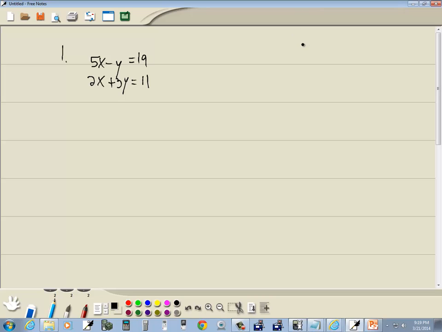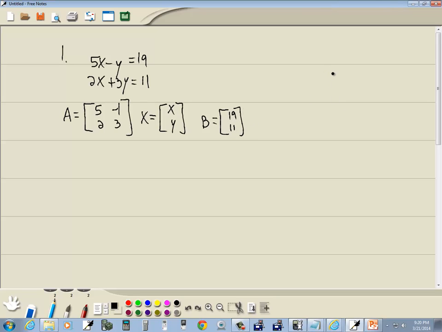Well, to begin with, we want to identify what these different matrices are. Now, A is just going to be our numbers off of the variables, our coefficients. So we've got 5, -1, 2, and 3. Now, your X matrix is going to be your variables. So that'd be X and Y. That's uppercase X for a matrix. Now, some books will put this as little b, some will put it as uppercase B. But it's going to be our numbers on the right side. So we've got 19 and 11.